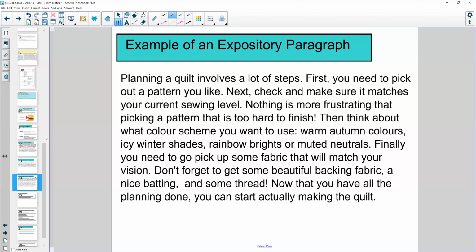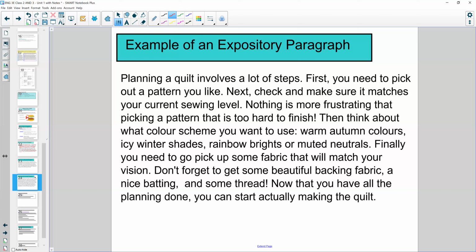Warm autumn colors, icy winter shades, rainbow brights, or muted neutrals. Finally, you need to go pick up some fabric that will match your vision. Don't forget to get some beautiful backing fabric, a nice batting, and some thread. Now that you have all the planning done, you can start actually making the quilt.